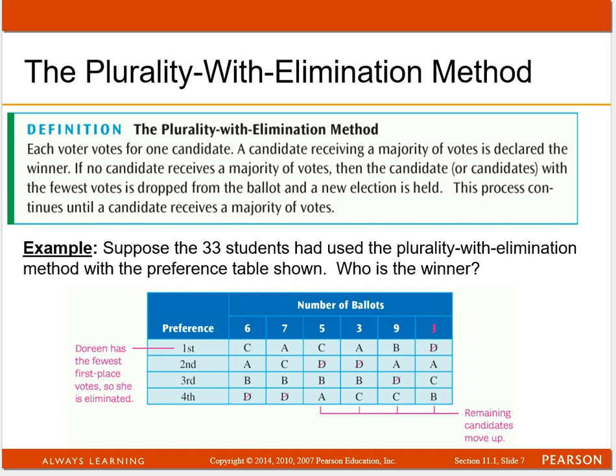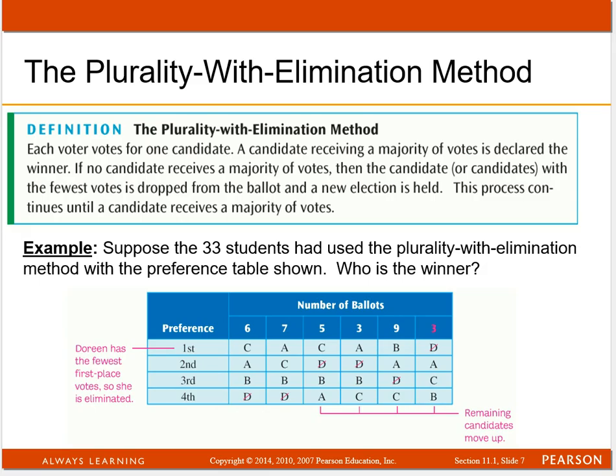All right, the third voting method is called the plurality with elimination method. Plurality by itself is just everybody gets one vote and whoever gets the most votes wins, period. But plurality with elimination makes it so not only do you have to have the most votes, but you have to have the majority of the votes.